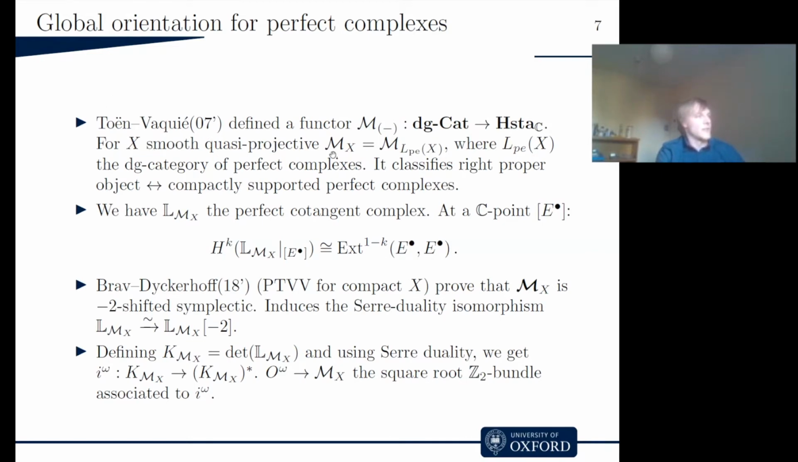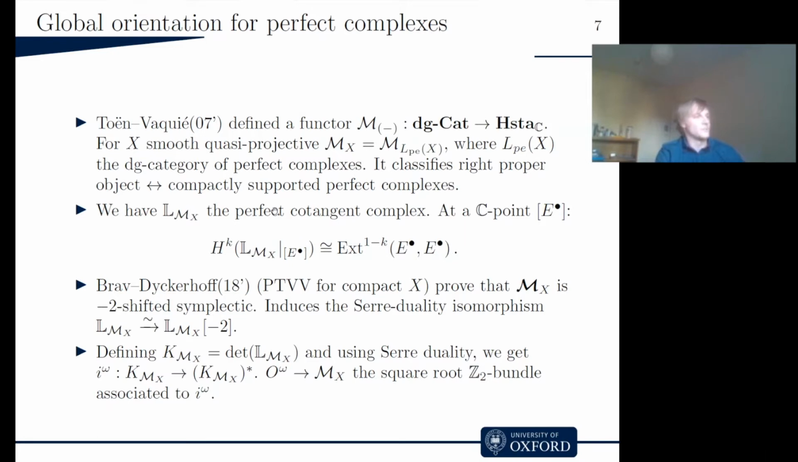So Toën and Vaquié defined this functor which assigns higher stacks to DG categories, and we use this to assign to a smooth quasi-projective X this moduli higher stack of perfect complexes, where Lpe is the DG category of perfect complexes. Because in a non-compact setting you only have to look at right proper objects, meaning that their RHom complexes have finite dimensions, this stack only classifies compactly supported perfect complexes, and it forgets everything else. And that is exactly what we want.